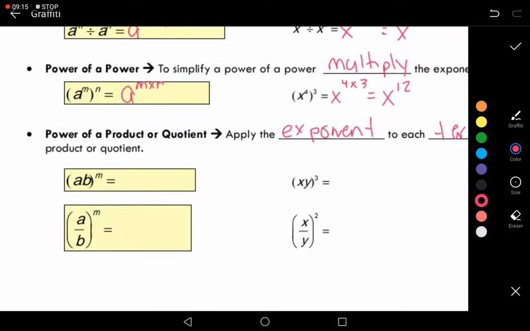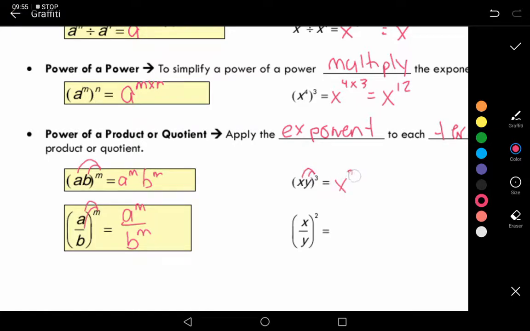Okay, so if we have in brackets a times b to the power of m, our definition tells us we need to apply that m to everything inside of the bracket, to each term, right? So this is going to be the same as a to the power of m times b to the power of m. Okay, so that's half of it. If we have a fraction or a division, we must also apply that m to both terms. So this would be the same as a to the power of m divided by b to the power of m.